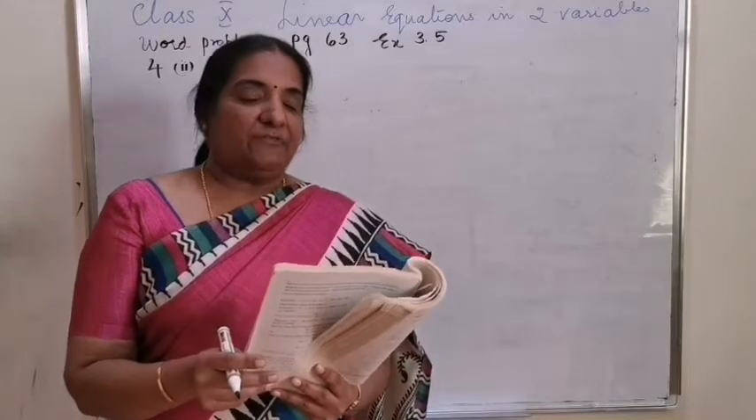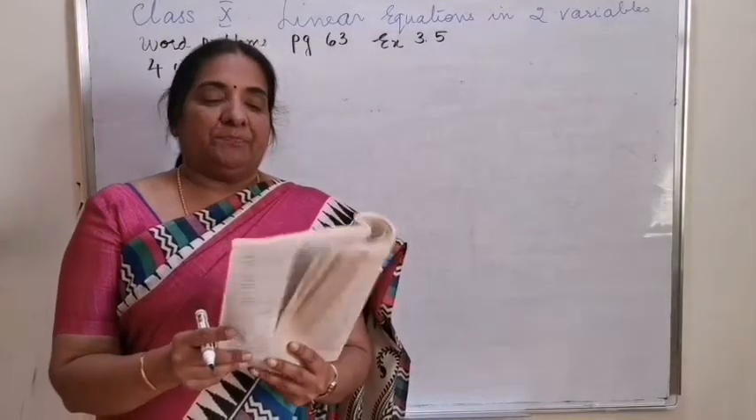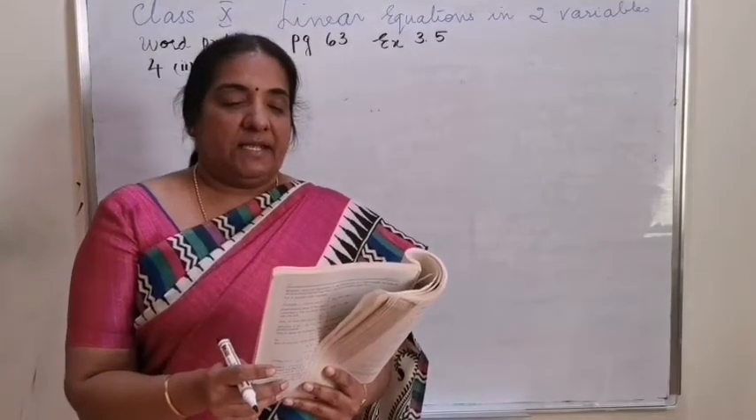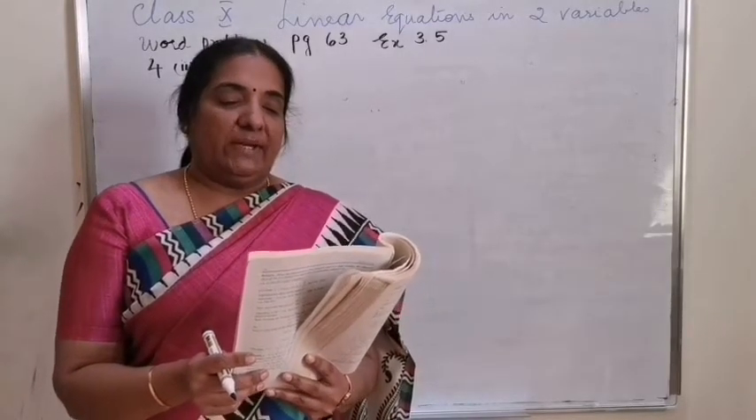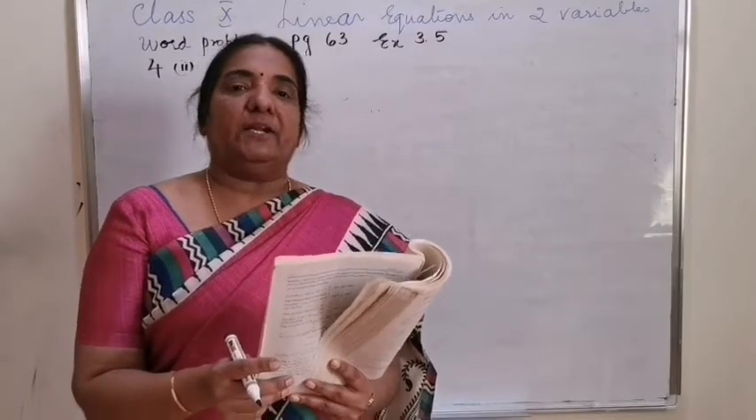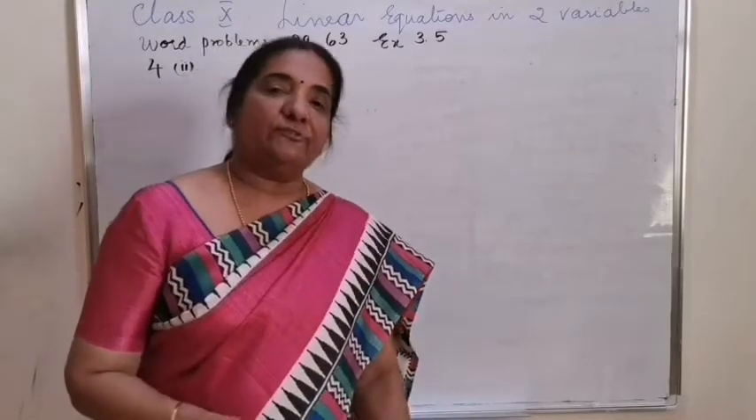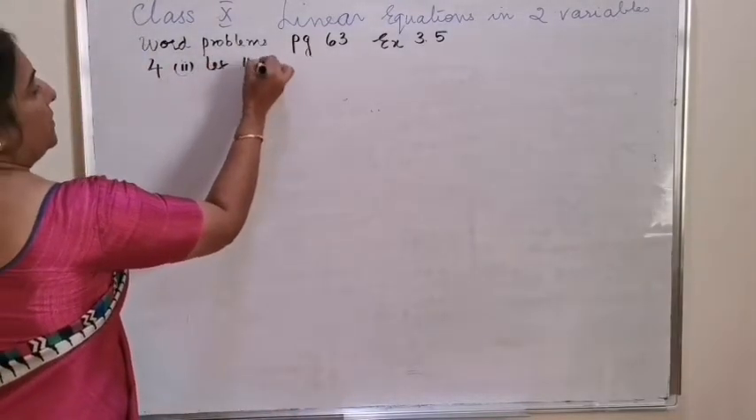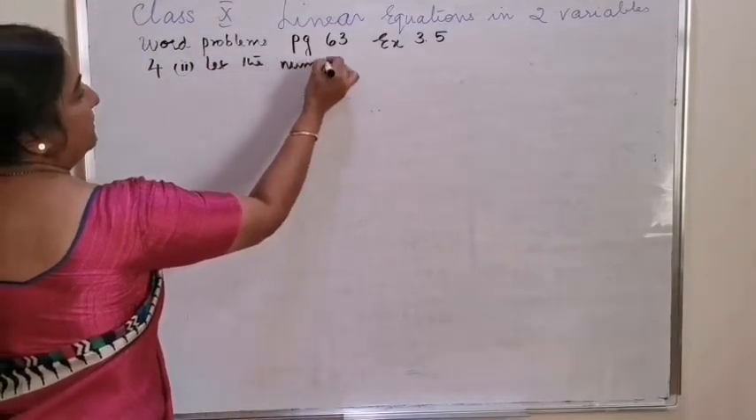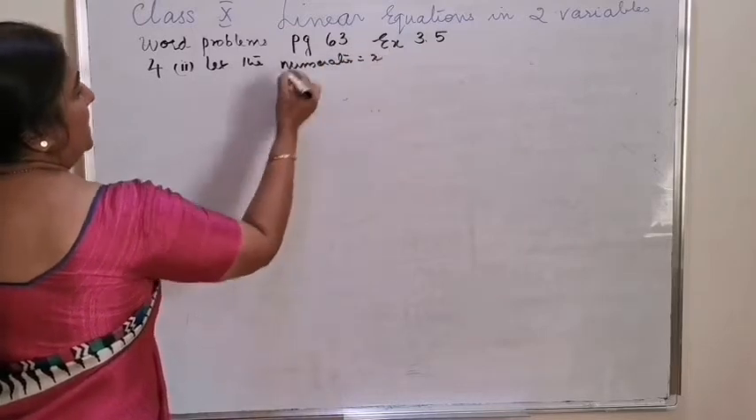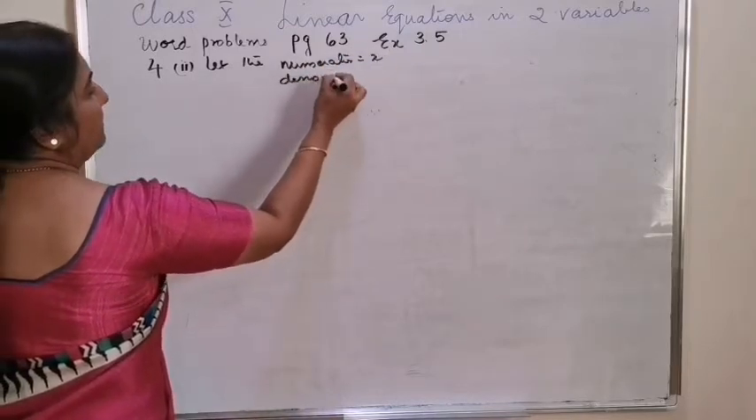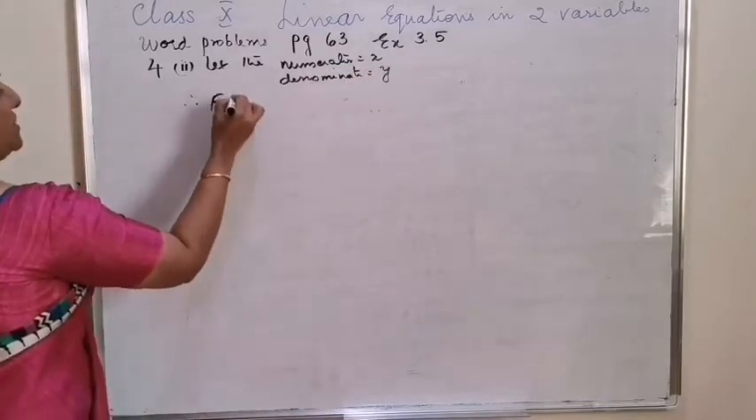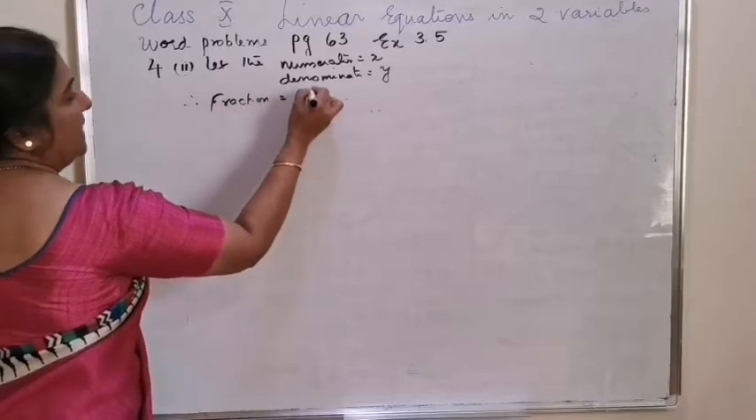Subdivision 2. A fraction becomes 1 by 3 when 1 is subtracted from the numerator, and it becomes 1 by 4 when 8 is added to the denominator. Find the fraction. Let the numerator be x, denominator be y. Therefore, fraction is equal to x by y.